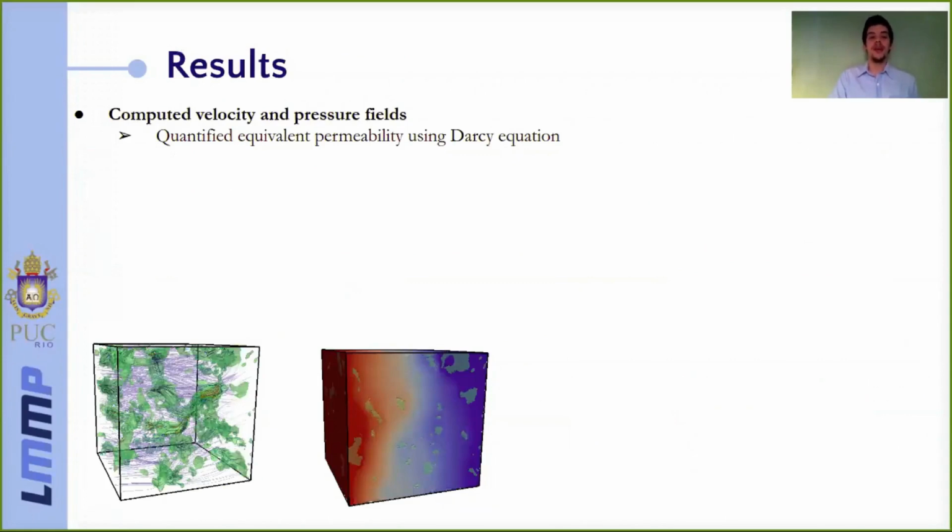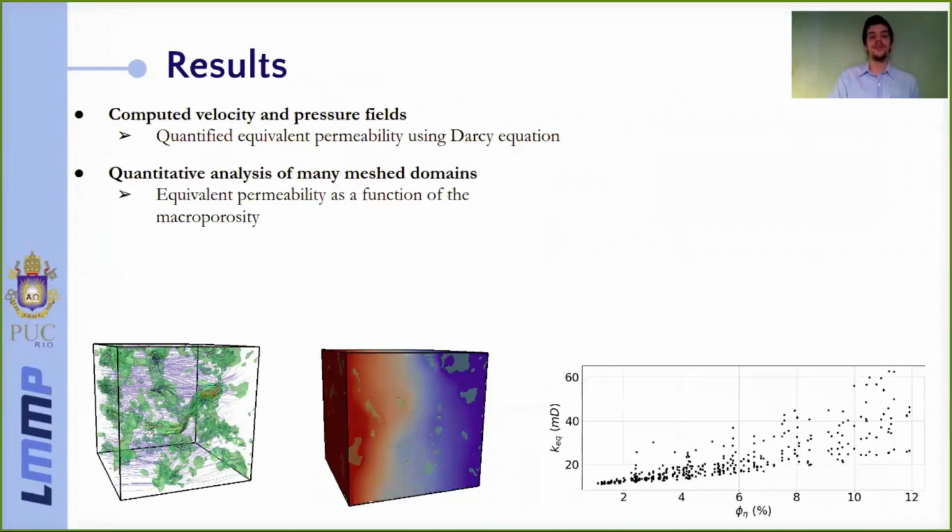So, the velocity and pressure fields are effectively computed. Also, equivalent permeability is quantified using Darcy equation. We also performed a quantitative analysis of many different meshed domains. The equivalent permeability of these many domains were plotted as a function of macroporosity in order to have a grasp of how the equivalent permeability varies with macroporosity.